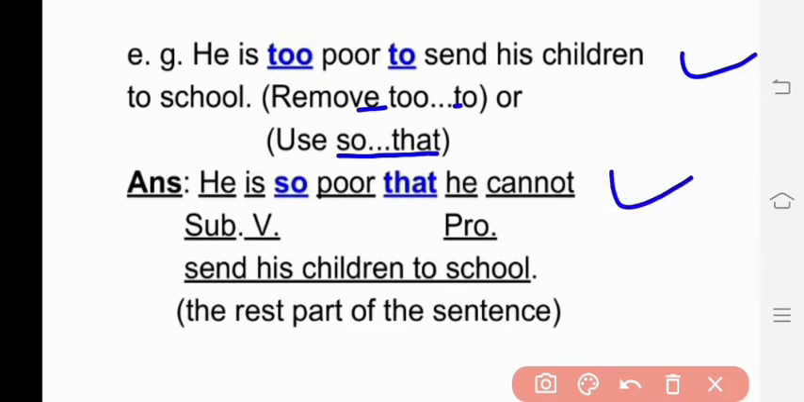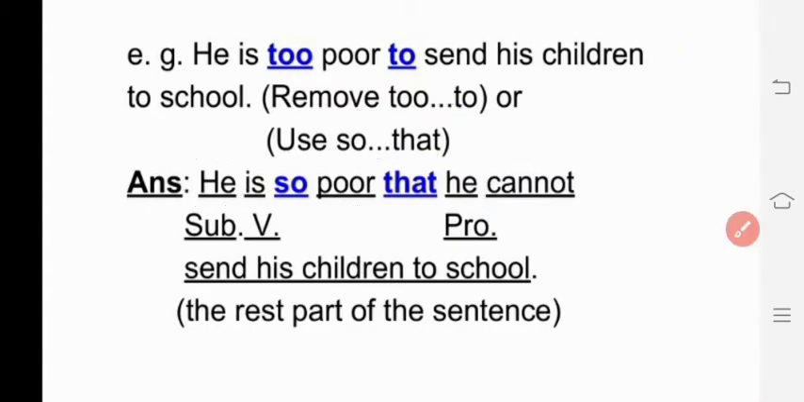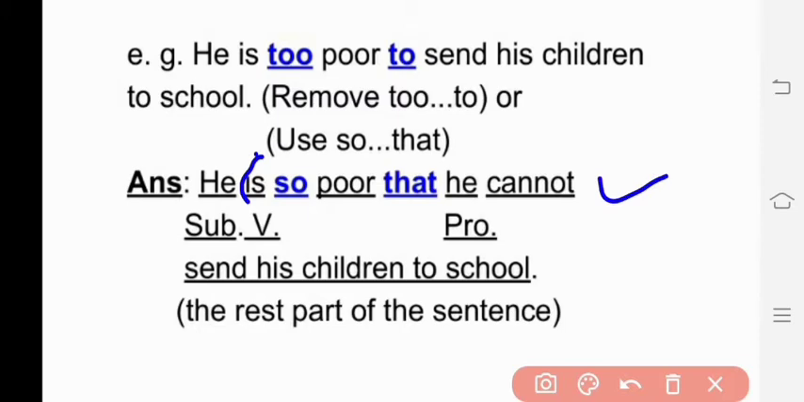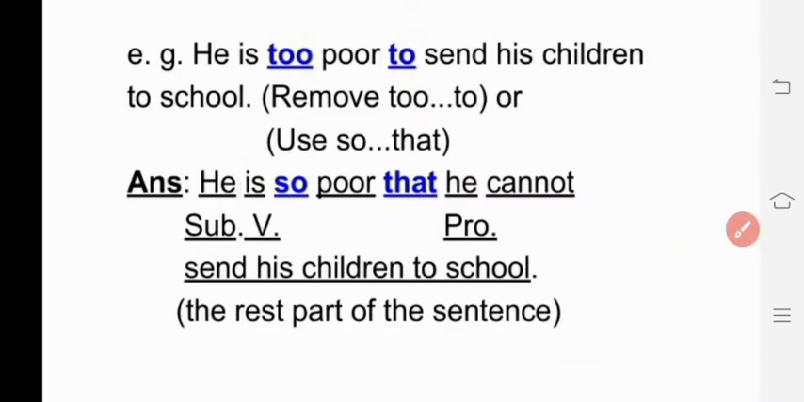So the answer is given: first subject, then verb, then so, then the adjective, you have to apply that. Then as per the subject, if the subject here is male, he, you have to add he as per the subject. Then can or cannot. Here we are applying cannot because the sentence is in present tense, because is is given. If was is given, you have to apply couldn't, could not. And the rest part of the sentence is this: send his children to school. So this is the example.